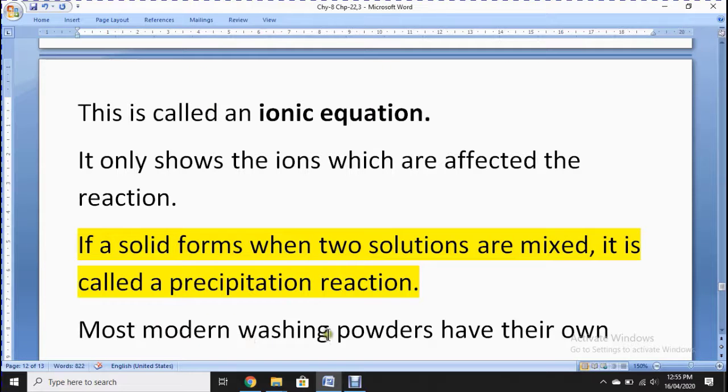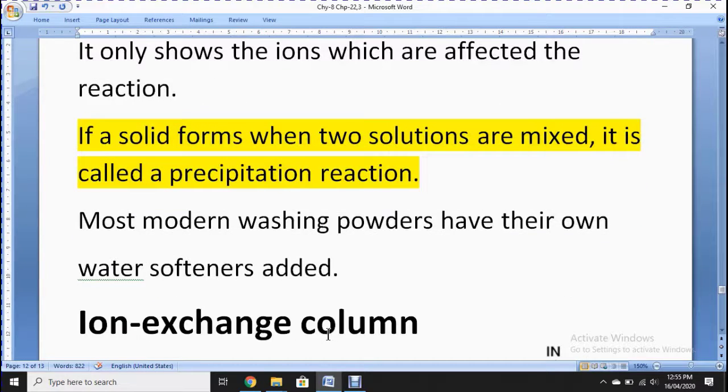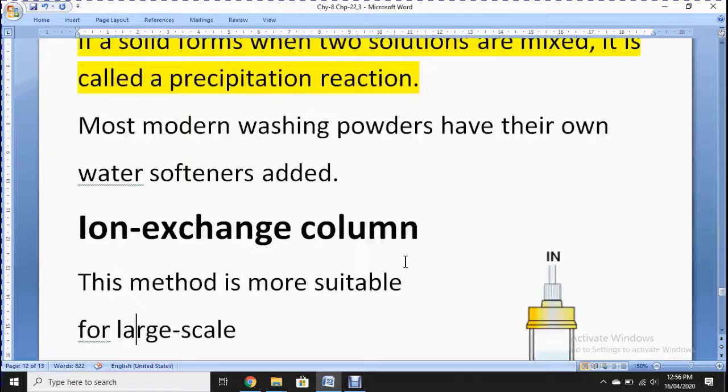Most modern washing powders have their own water softener added. You know that different types of detergents, like Excel, Ariel and other companies, use their own softeners that they add in their washing powders or detergent. Instead of you needing to add it separately, they have already added these kinds of softener in their products to make the water soft and good for cleaning purposes.